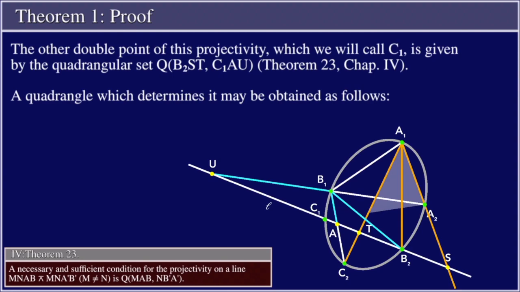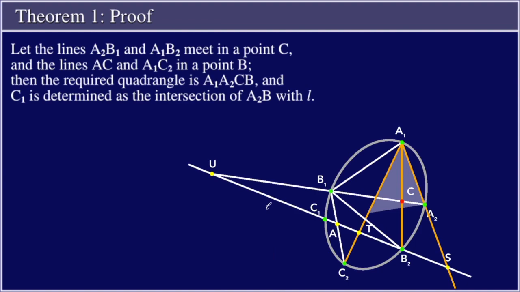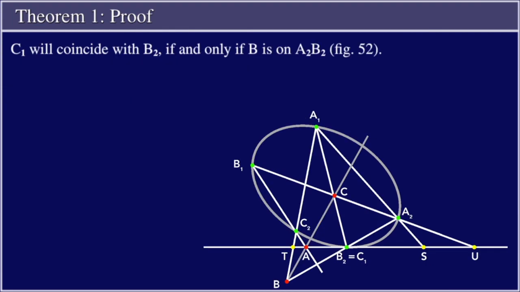The quadrangle which determines it may be obtained as follows. Let the lines A2B1 and A1B2 meet in a point C, and the lines AC and A1C2 in a point B. Then the required quadrangle is A1A2CB, and C1 is determined as the intersection of A2B with L. C1 will coincide with B2 if and only if B is on A2B2.